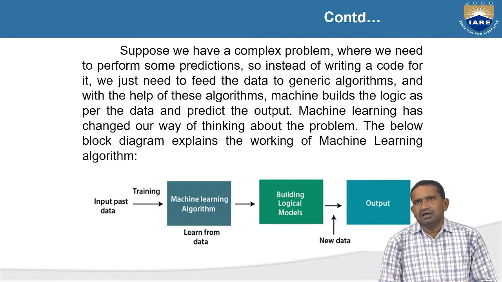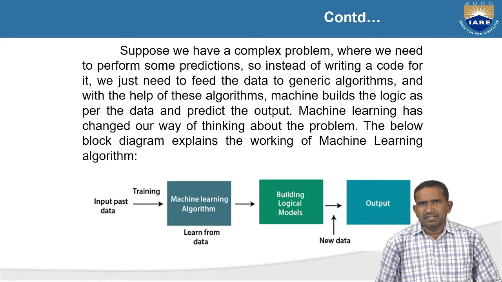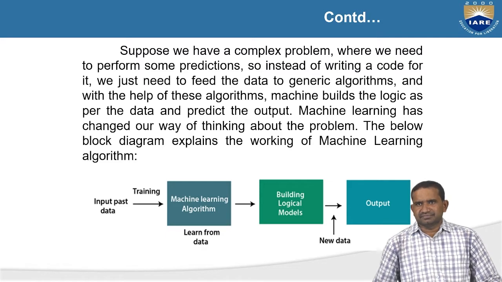Right. How machine learning works, I will try to explain with this figure. Suppose we have a complex problem where we need to perform some predictions. Instead of writing code for it, we just need to feed the data to generic algorithms. With the help of these algorithms, the machine builds the logic as per the data and predicts the output. Machine learning has changed our way of thinking about the problem. The block diagram below explains the working of a machine learning algorithm.